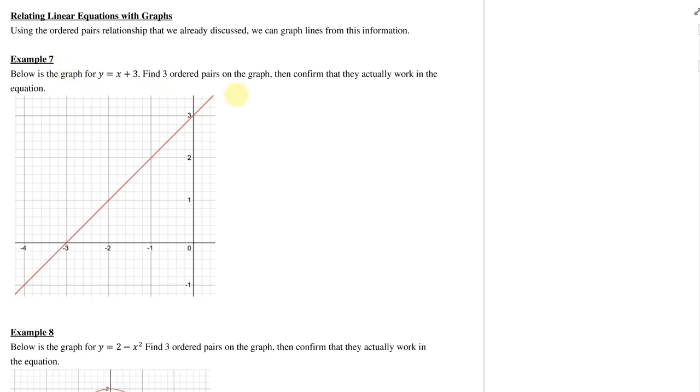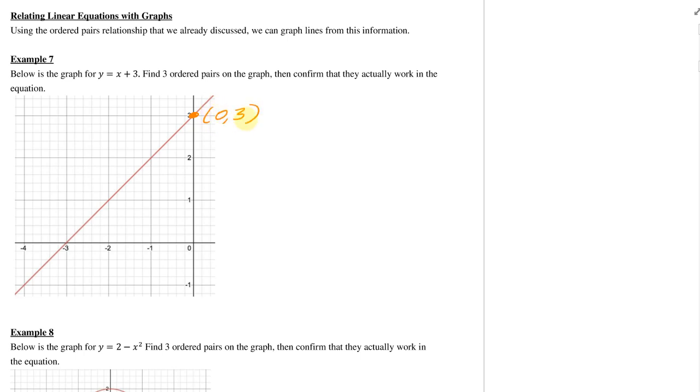So here's the graph for y equals x plus 3. I want to find 3 ordered pairs on this graph and confirm that they actually work in the equation. So I want to understand this whole relationship between graphs and figuring out what goes in here. So let's start with, I'm going to choose 3 points that I can easily read. I'm going to use this point right here. So what is this point? This is the point (0, 3).